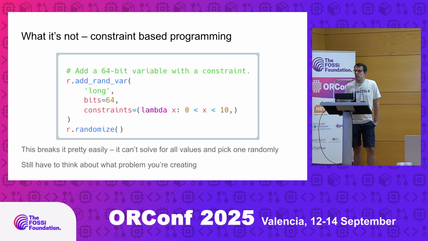In terms of limitations, it's not constraint-based programming, so it's not the same thing as a SystemVerilog feature. So if you just add a 64-bit long and say it needs to be between 0 and 10, that'll break it very, very easily, because the fallback is to thoroughly solve that problem, and PyConstraint will just go, no, that problem is too large, I can't solve for all possible values of a 64-bit int.